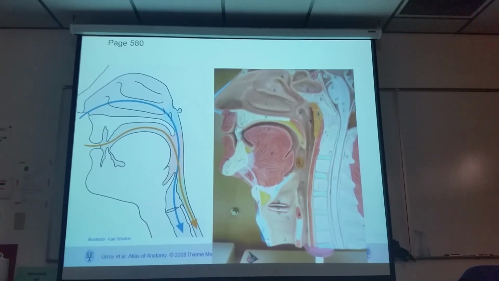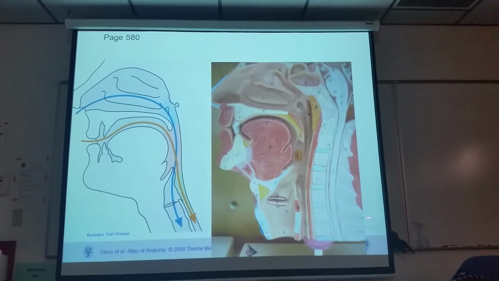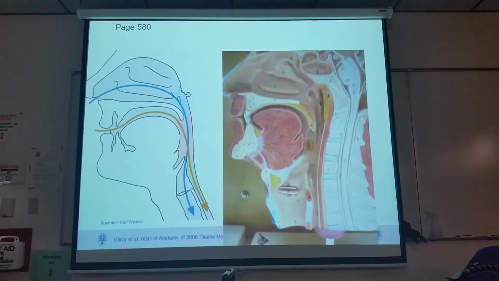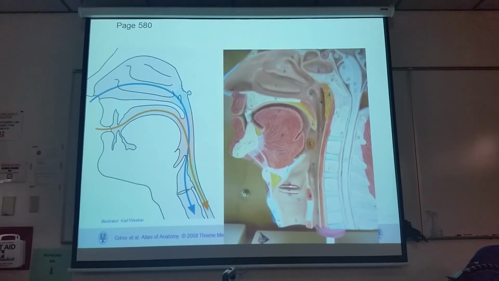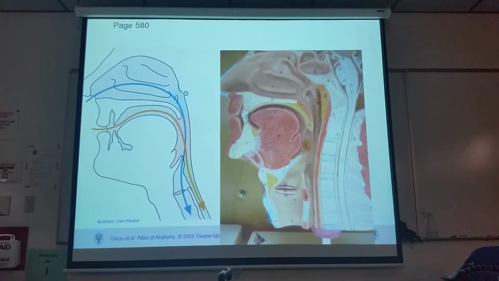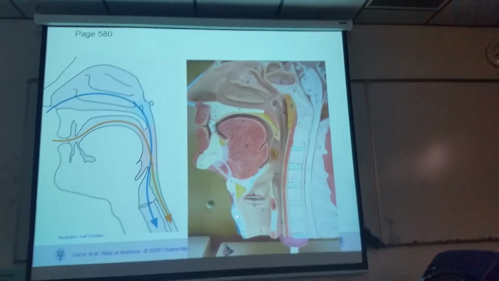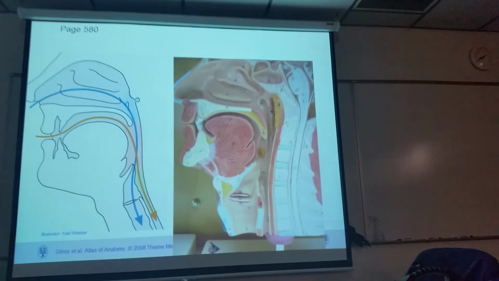We have our vocal cords, true and false. The false one is on top, the true one is on the bottom. So true and then false vocal cords. We also see that epiglottis, and we also see cricoid. That's about all I see there.